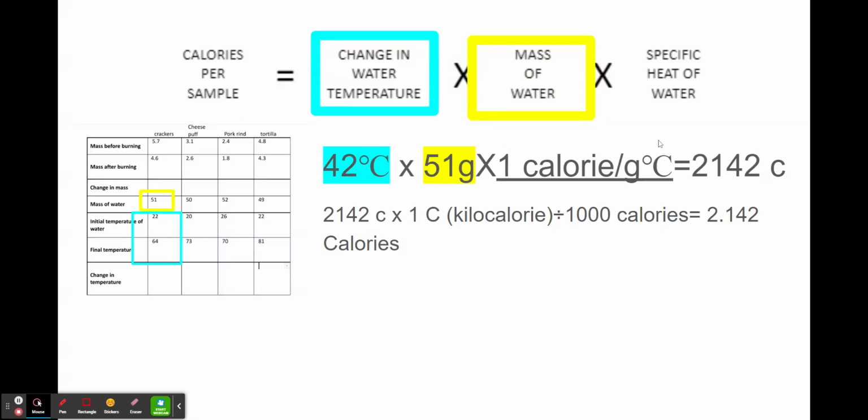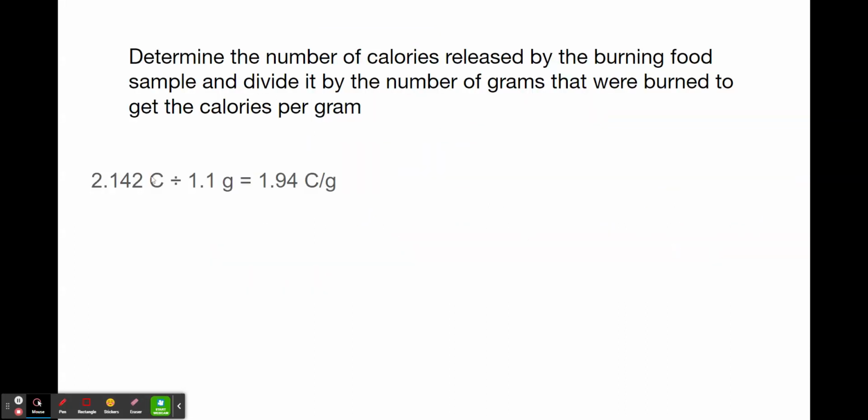Right? When you multiply those together, you would get 2,142 small c's, little calories for crackers. Now I have to find out how many kilocalories that is, because what we're looking at on the nutrition label are capital C kilocalories. So I divide the 2,142 by 1,000, and I get 2.142 kilocalories. Now to find the calories per gram, I'm going to divide that by how many grams actually burned during the lab. So if I divide 2.1 by 1.1, I get 1.94 kilocalories per gram.